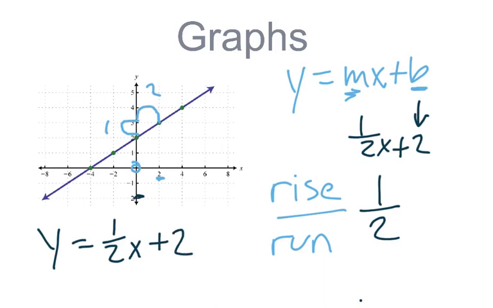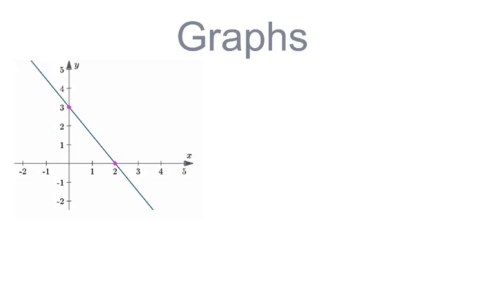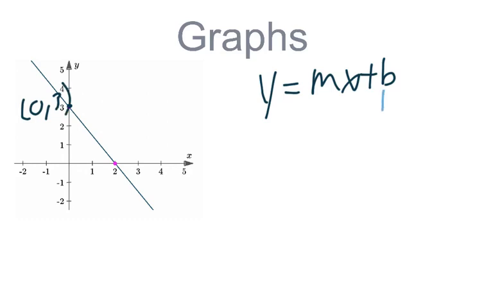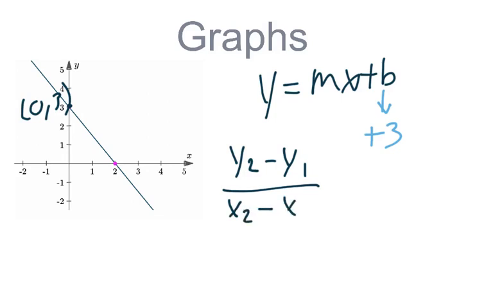All right, let's go ahead and check out another graph. Now for this graph, if we were to look at our points, we have our y equals mx plus b. Our b would be this point right here, which would be at 0, 3, which would mean that our b is going to be plus 3. And then for our m, for this one, I'm going to go ahead and use the slope formula. Our formula is y2 minus y1 divided by x2 minus x1.